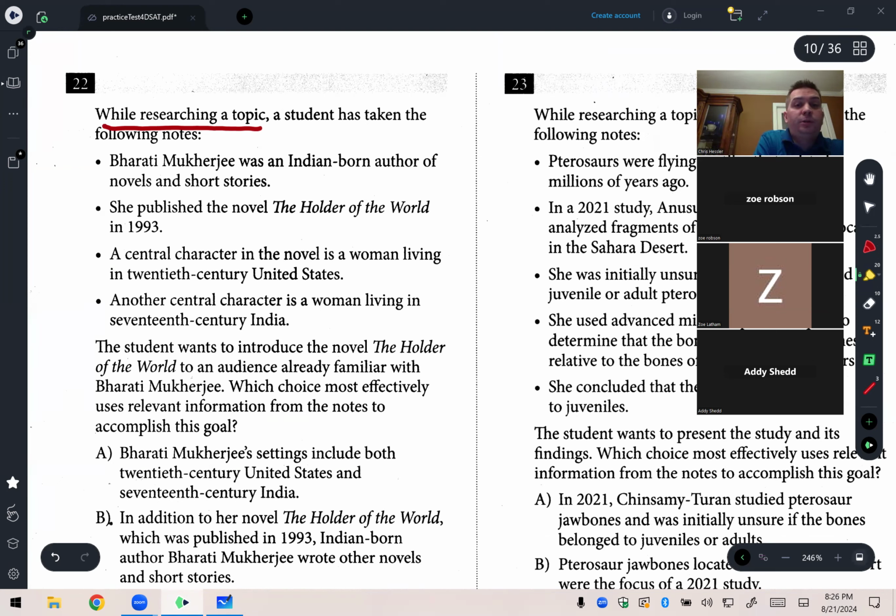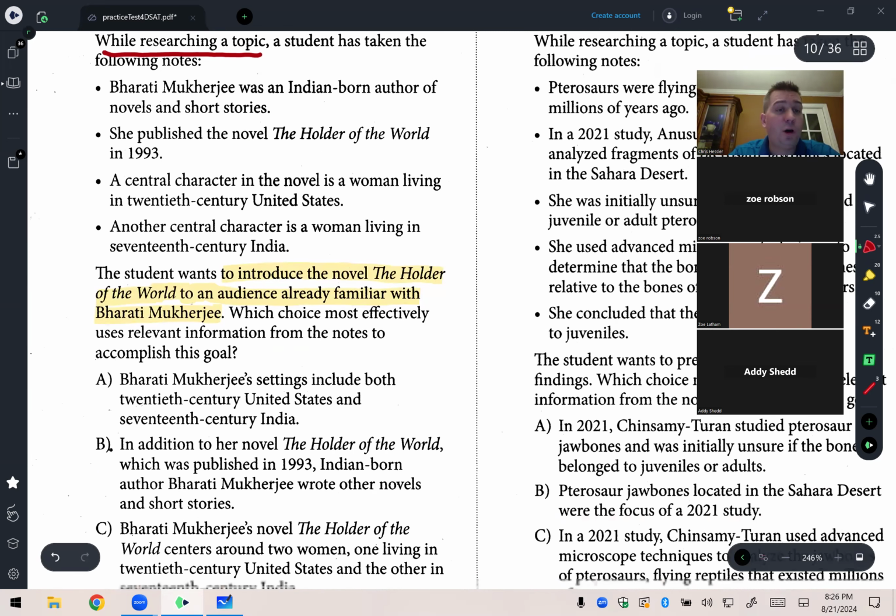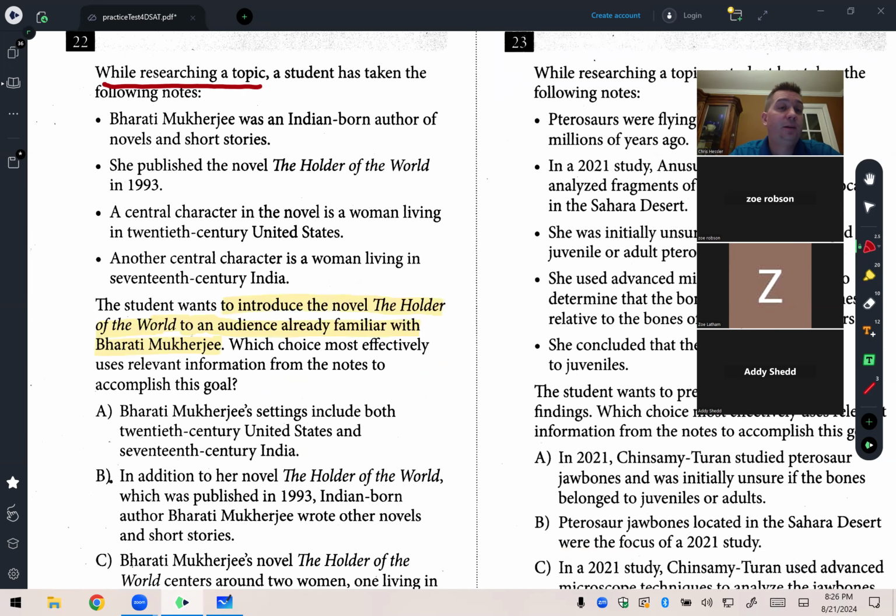The student wants to introduce the novel, The Holder of the World, to an audience already familiar with this author. That's all we're trying to do with our quotes, with our bullet points. We're not trying to combine all of the bullet points into one answer. Typically, that never happens. The correct answer is usually just a few of the bullet points. So we're not trying to combine them all. We're just trying to introduce the novel to someone who's already familiar with this author.